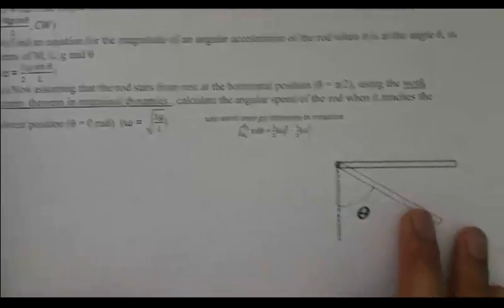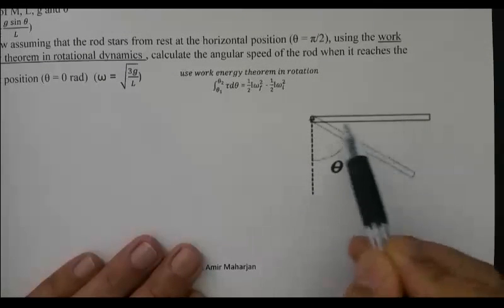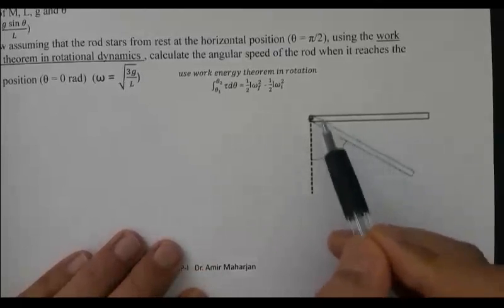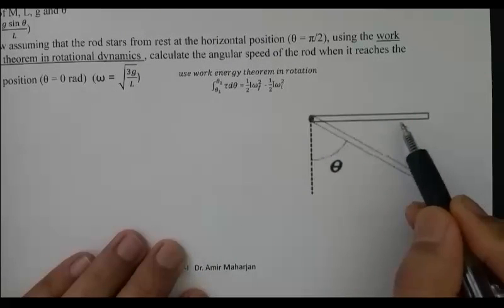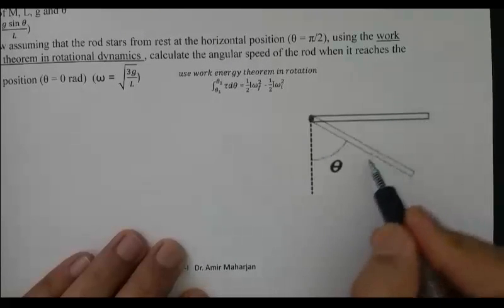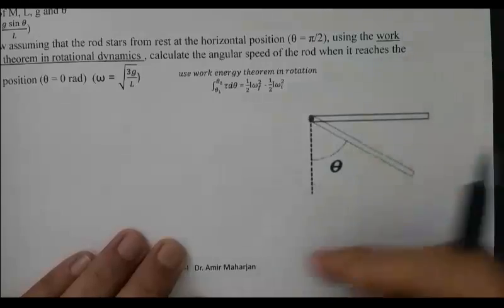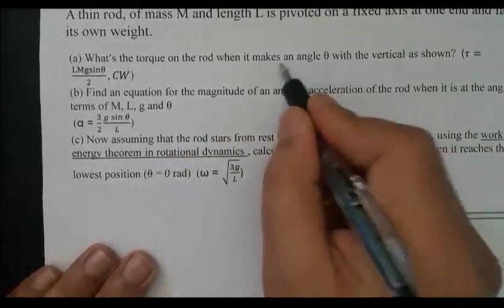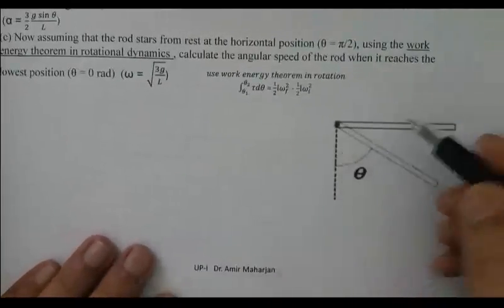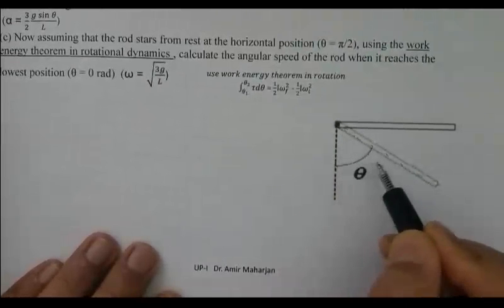Okay, one more problem. This is a rod, or a thin bar, pivoted at one point. Initially it's kept horizontally like this, and if you release it, what's the angular velocity as it gets vertical? The first question is, what's the torque on the rod when it makes an angle theta? For example, at any position, this is the position of the rod at angle theta. What's the torque acting on it?